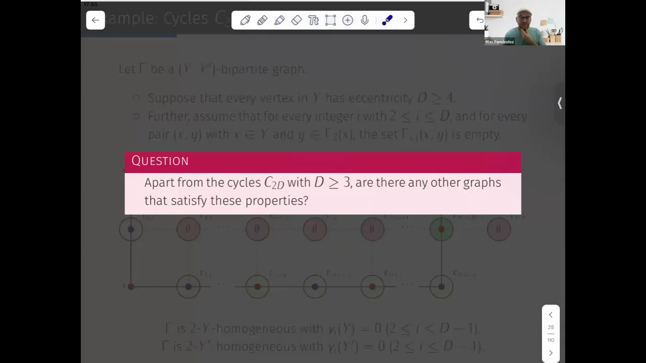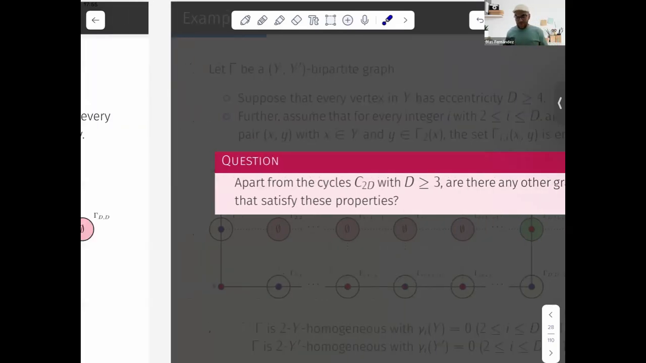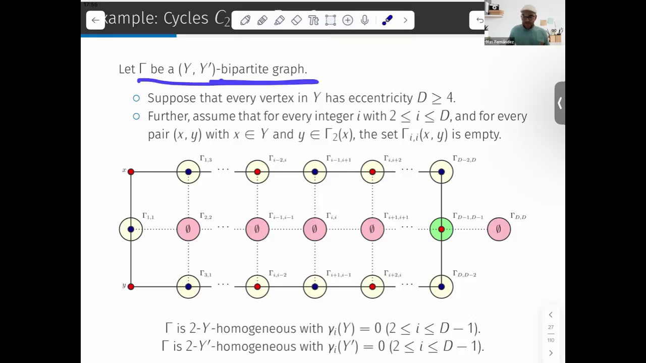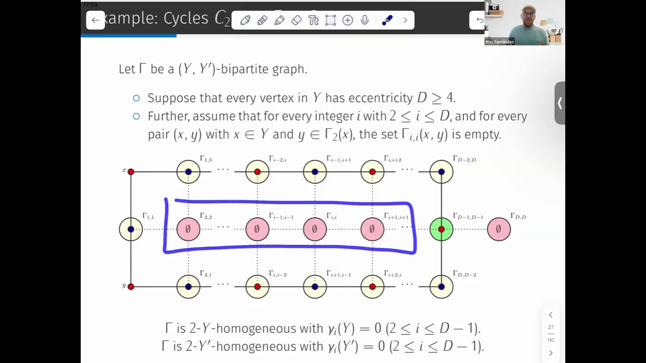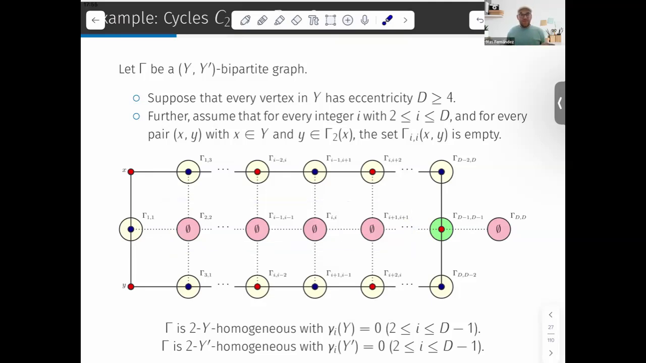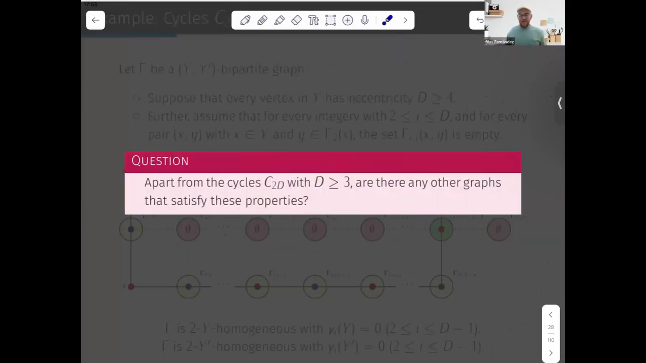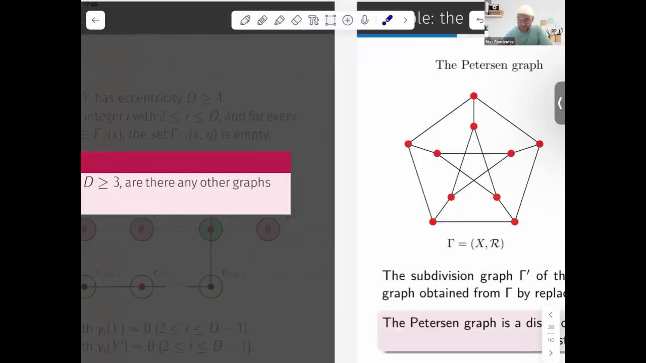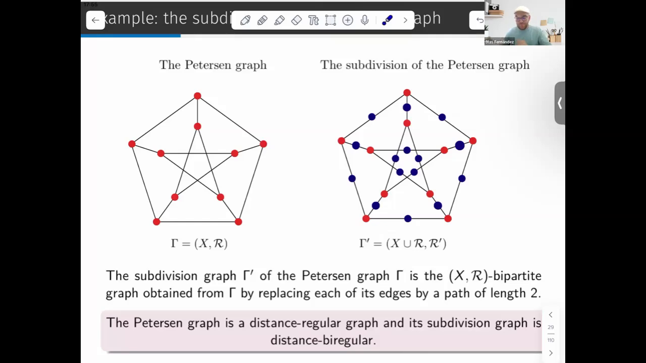Okay, and we may wonder if this situation that happens with the cycles is a characteristic property for the cycles in the following way. So if we have a bipartite graph and we assume that all these bubbles are empty, is it true that the only graphs that satisfy our properties are cycles of even length? Okay, if we think a little bit, then we will see that this is not necessarily true.